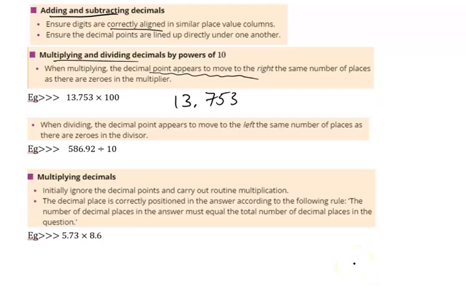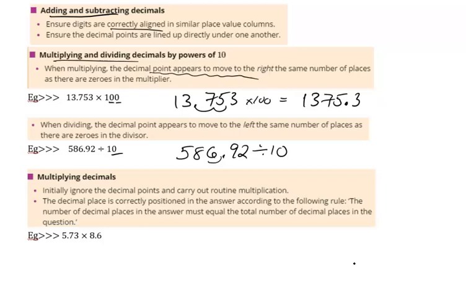So if I have 13.753, to multiply that by 100, I've got two zeros, which means I do two jumps to multiply by 100, and that gives me 1375.3. So when we're multiplying by orders of 10, however many zeros we have is however many jumps we're going to have. And so for this one, I'm dividing by 10. So 586.92 divided by 10, I have 1 zero. So I'm going to go backwards by 1, and that's going to give us 58.692. All the same digits remain.